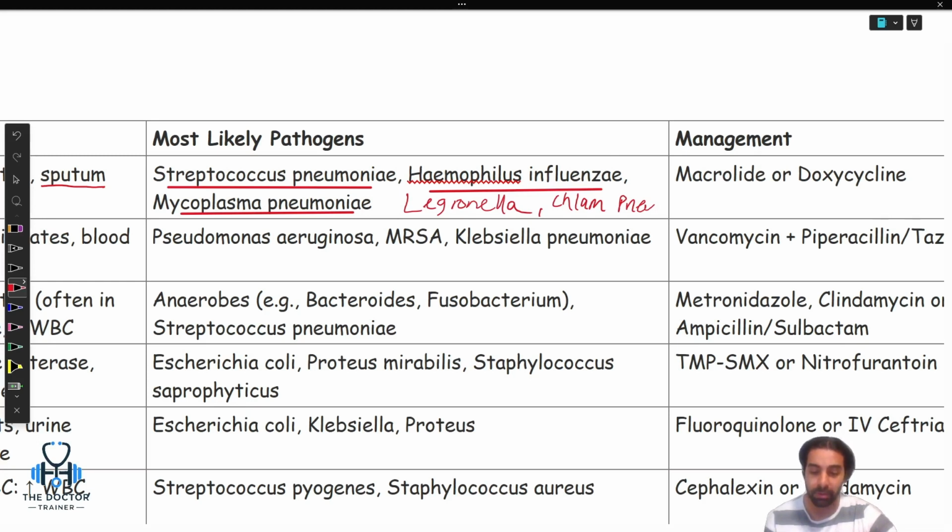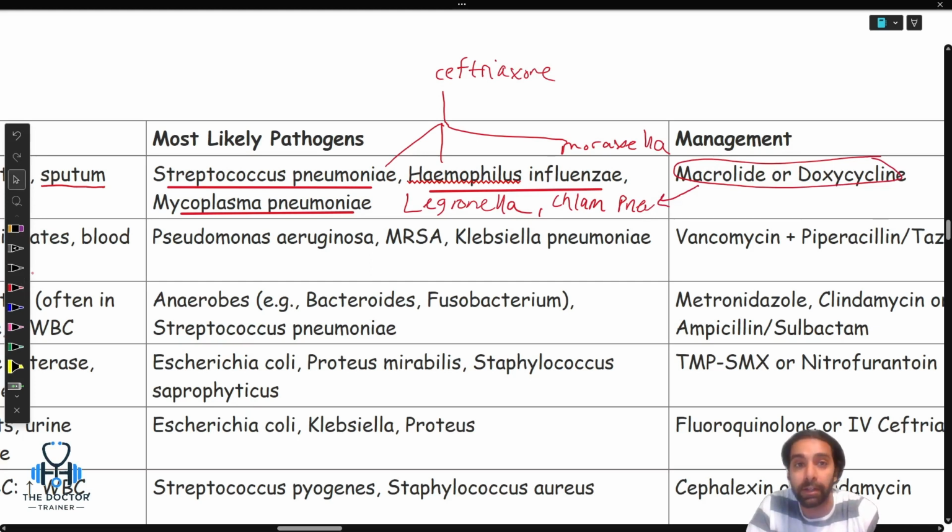So if somebody is going to be hospitalized for these typical bugs and Moraxella, you typically do a third generation cephalosporin. One good example is ceftriaxone. Okay. And then typically for your atypicals, you're going to do something like azithromycin or doxycycline. So this is helpful for your atypicals.